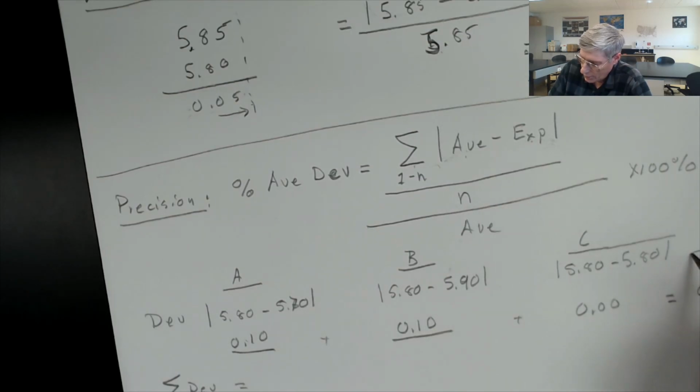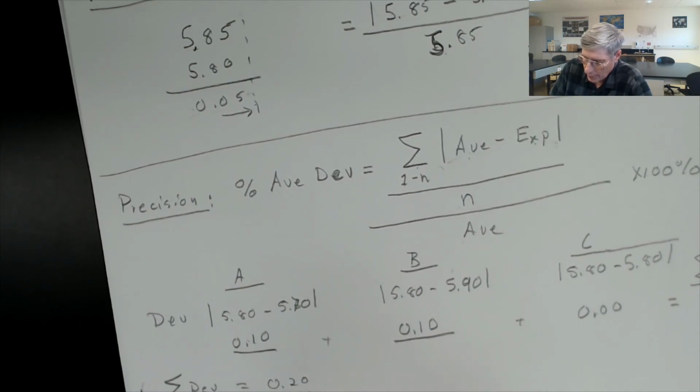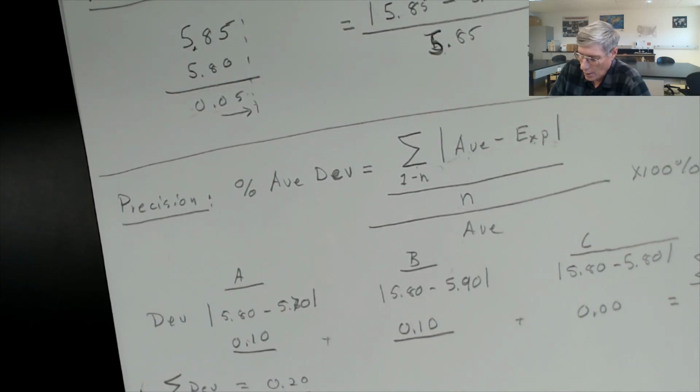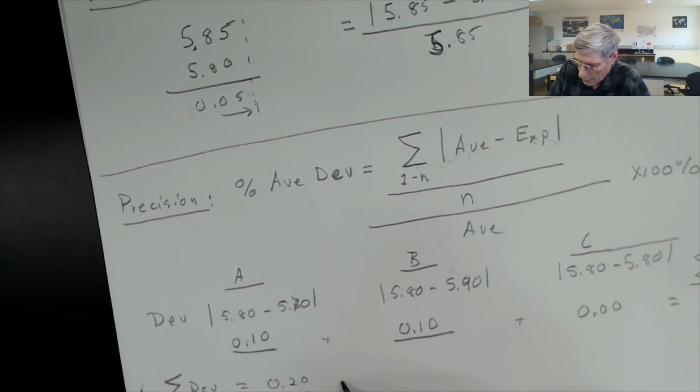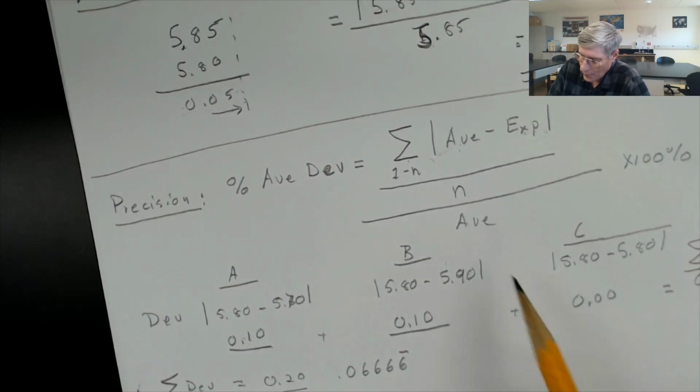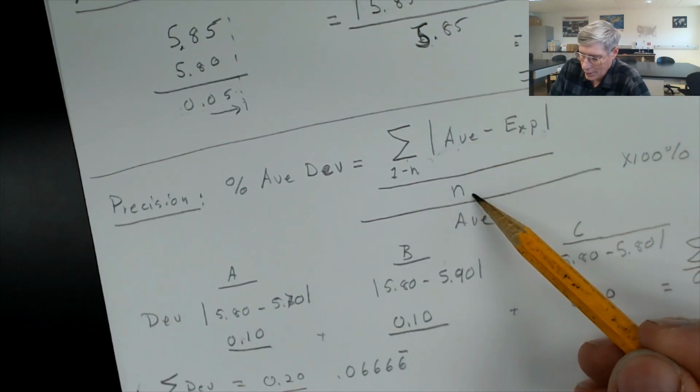Okay, so this was the sum of the deviations. I'm going to add average in front of this. To average the sum, we take 0.20 and we divide it by 3 trials. Okay, that will give us an average deviation, and I'm going to bring the calculator over. 0.2 divided by 3 should be 0.066666, infinity sixes. Okay, so we have now finished down to this step.